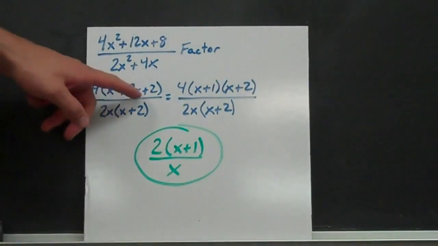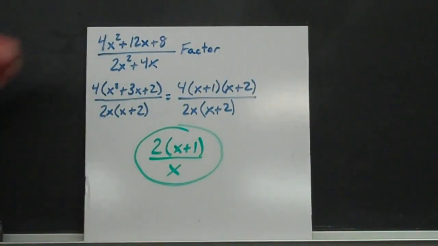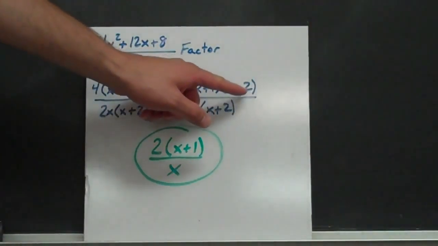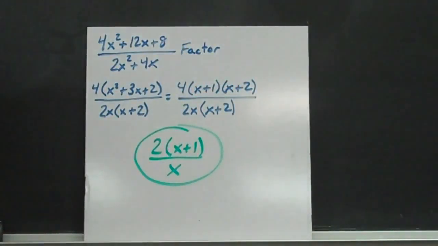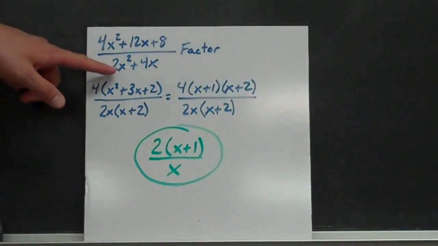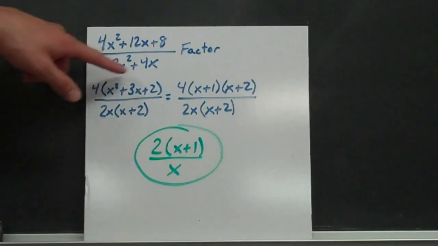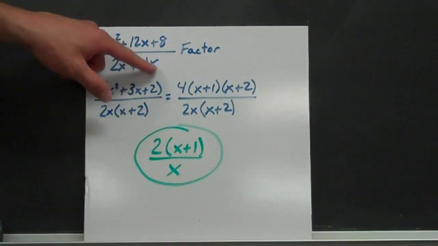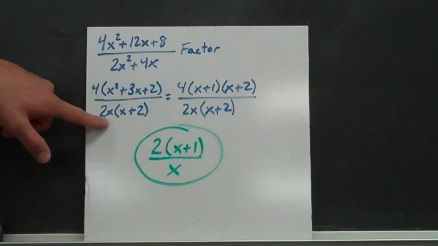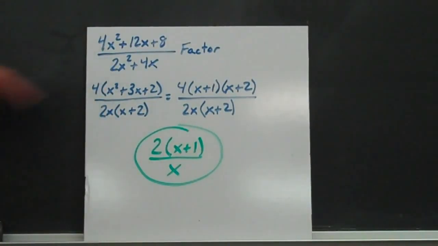Then we need to factor the x squared plus 3x plus 2. And that factors into x plus 1 and x plus 2. So on the top, we have 4 times x plus 1 times x plus 2. On the bottom, we can see that both of these are divisible by 2, and they both have x. So we're going to take a 2x out. If we take a 2x out of 2x squared, we're left with x. And if we take a 2x out of 4x, we're left with 2. So on the bottom, we have 2x times x plus 2.